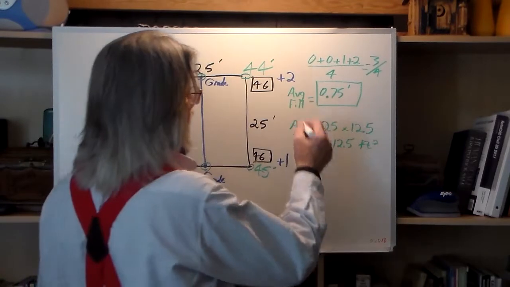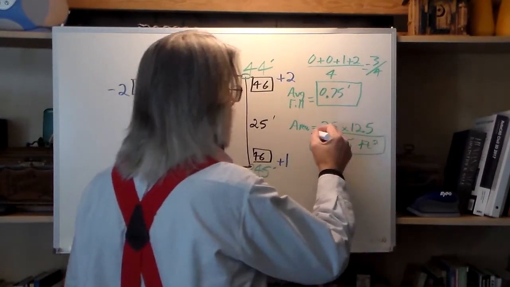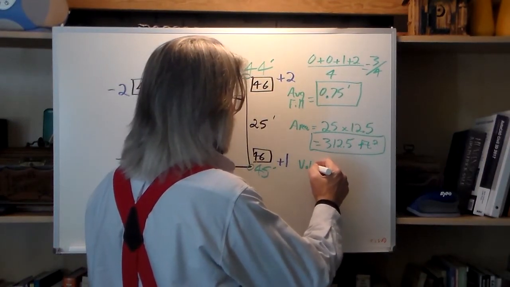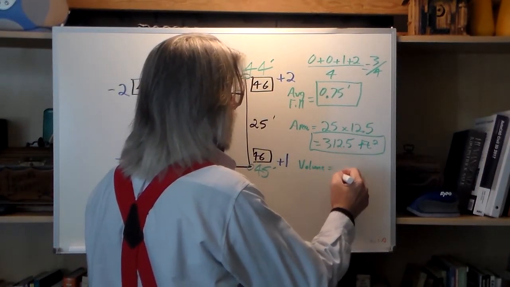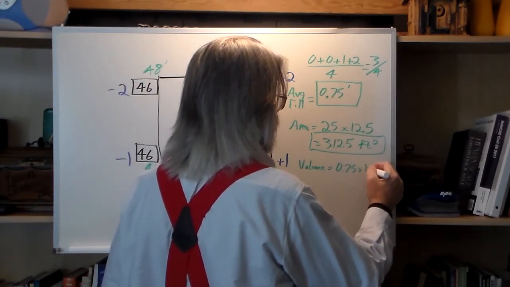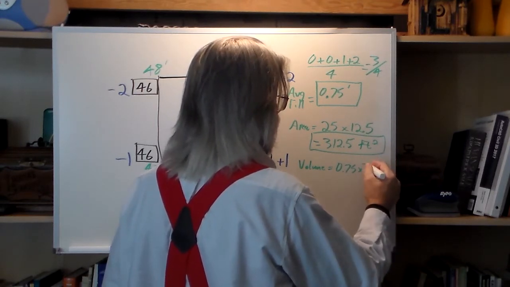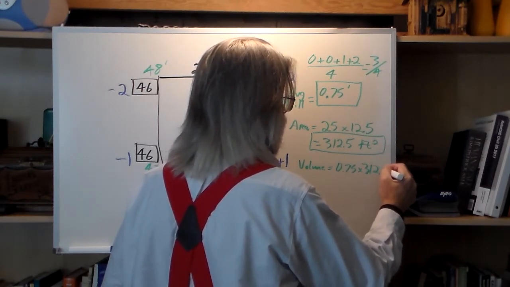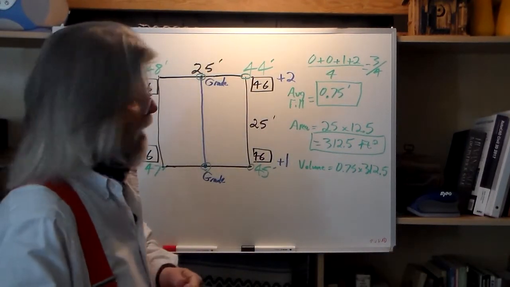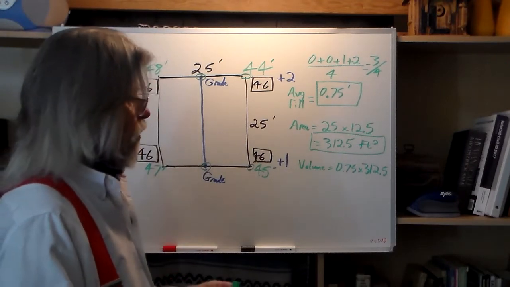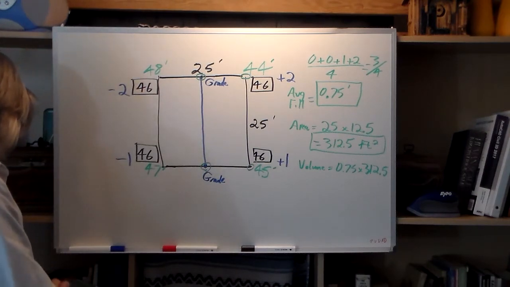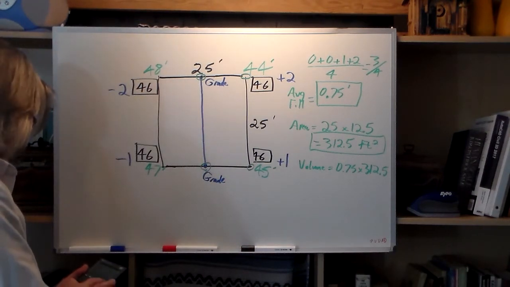So we've got an average fill, we've got an area, and now all we got to do is figure our volume, right? So our volume is going to equal 0.75 times 312.5. It's going to be a little bit hard to do the math in my head on that one. So, snap my fingers, put up my calculator, and we will figure it out.